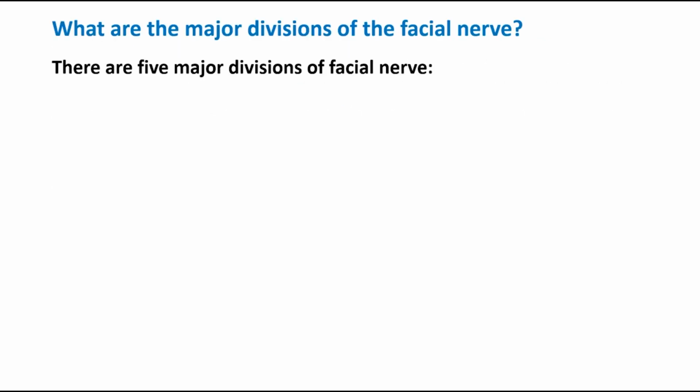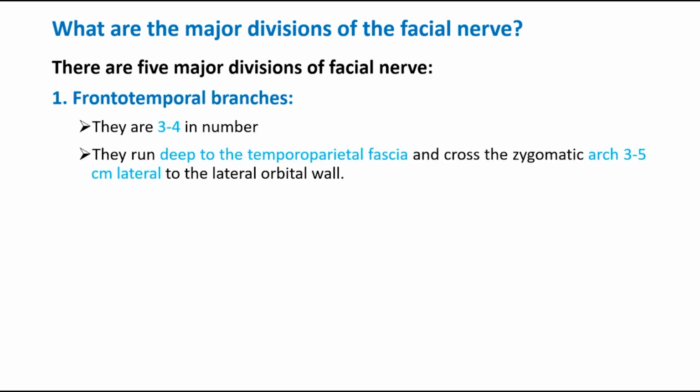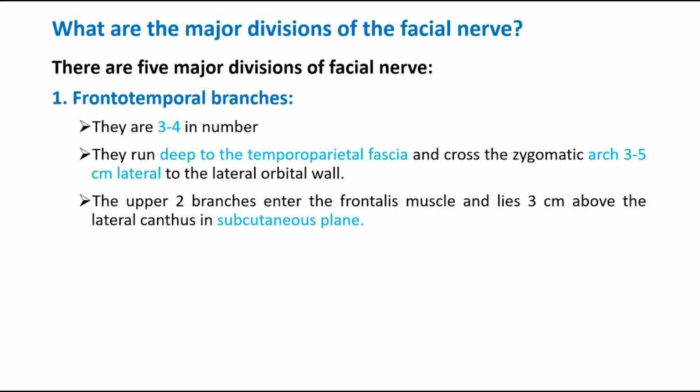So now the question comes, what are the major divisions of the facial nerve in the face? So the first is the frontotemporal branch. It is usually 3 to 4 in number. On its origin, it runs deep to the temporoparietal fascia and it crosses the zygomatic arch 3 to 5 centimeter lateral to the lateral orbital wall. The upper two branches supply the frontalis muscle, and at this level, it lies 3 centimeter above the lateral canthus in the subcutaneous plane. So remember, from deep, it comes to lie in the subcutaneous plane.